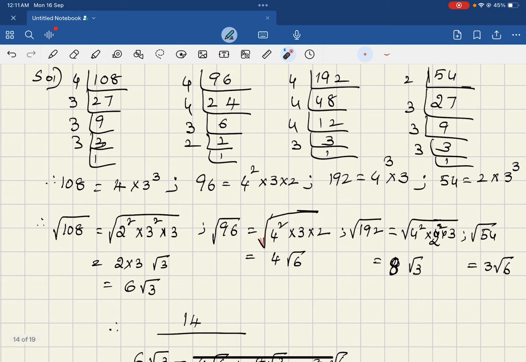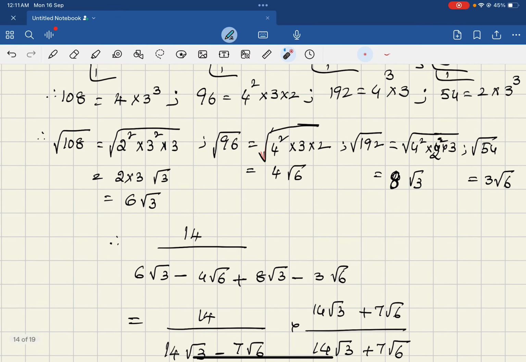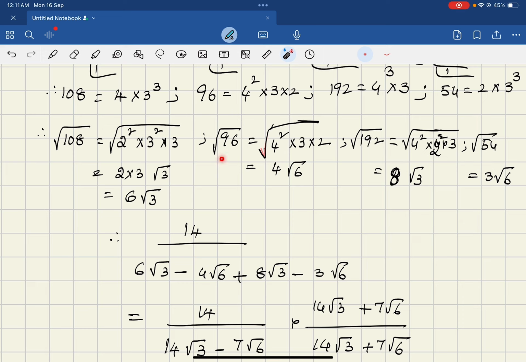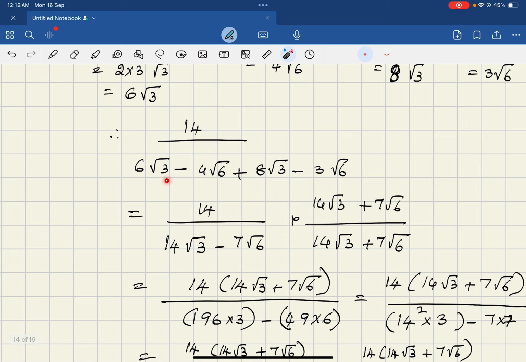Okay. So now we are able to express this whole thing. Let us write down this: 14 over 108 root is 6 root 3, root 96 is 4 root 6, root 192 is 8 root 3, minus root 54 is 3 root 6. Now if you observe, there is one root 3 here, one root 3 here, so I can add both of them. That is 6 plus 8, 14 root 3. Similarly there is root 6 here and root 6 here, and there is minus 4 minus 3, so it becomes minus 7 root 6. So this is the way of simplification we did.